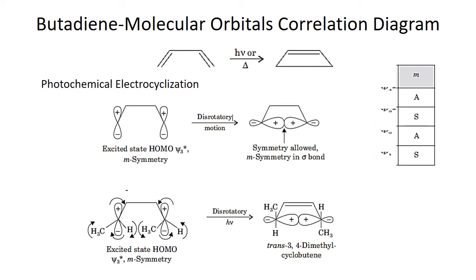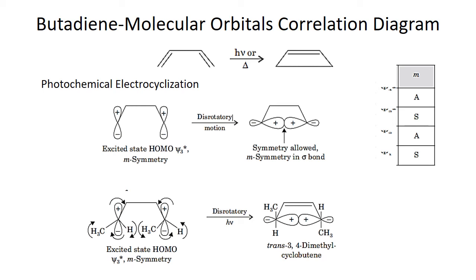What happens if we talk about the conrotatory motion, that is thermally allowed. In case of thermally allowed conrotatory motion, imagine these CH3 groups: one is moving up, and the other has to move in the same direction, so it shall also go up, and it means that both CH3 shall be on the same side.